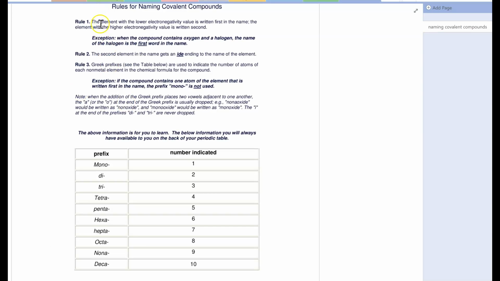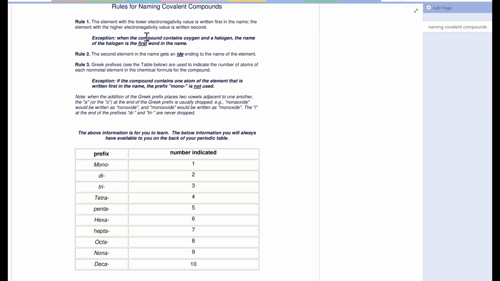All right, so rule number 1, the element with lower electronegativity is written first, and the one that has the higher electronegativity is written second. So if it was nitrogen and fluorine, nitrogen would come before the fluorine. The second element will always get the "ide" ending, just like in the ionic compound. And the prefix mono is not used for the first element.